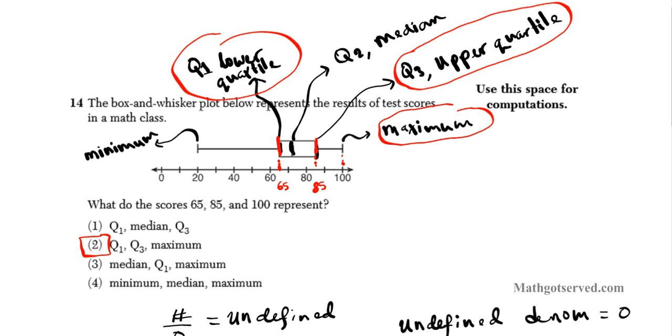In question 14, you're asked what 65, 85, and 100 represent in your box and whisker plot. 65 is right here, 85 is right here, and this is 100. So if we label it correctly, 65 represents the first quartile. This is the second quartile, the median, and this is the third quartile. That's the max. So 65 corresponds to Q1, 85 corresponds to Q3, and 100 corresponds to the maximum. So Q1, Q3, and maximum are what these scores represent.